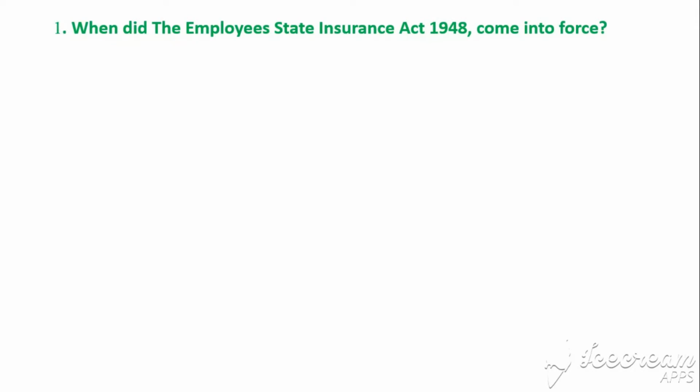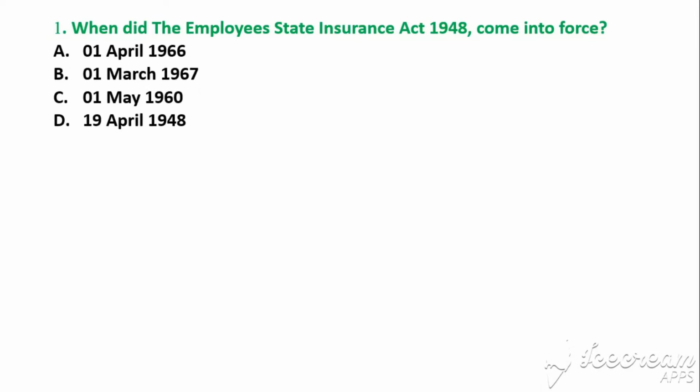When did the Employees State Insurance Act 1948 come into force? The four options are April 1st, 1966, March 1, 1967, May 1, 1960, and April 1948. Which one is right? Can you guess this? Yeah, absolutely. Answer D is right. 19th April 1948 is the right answer.